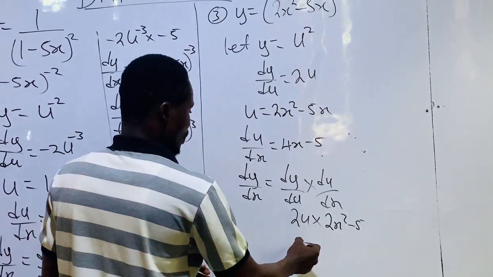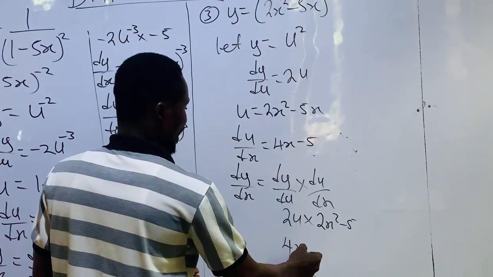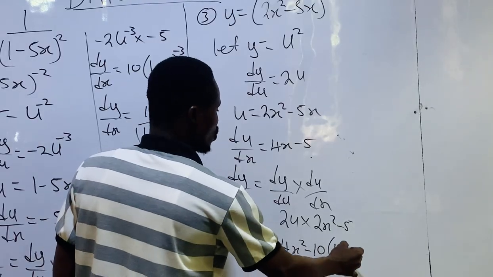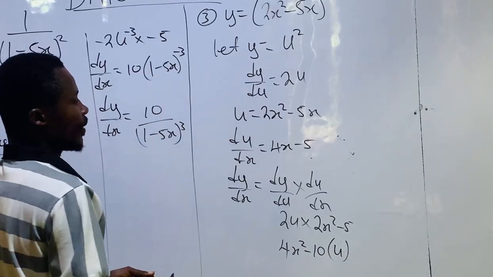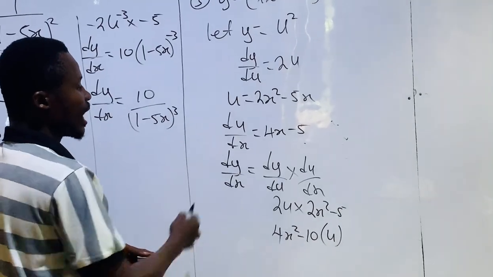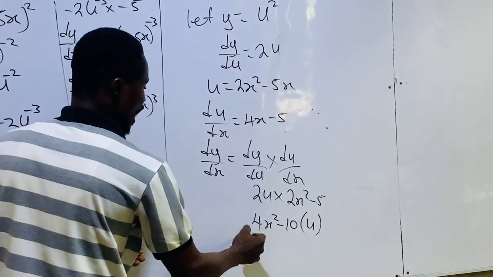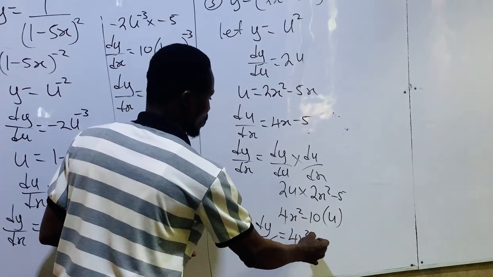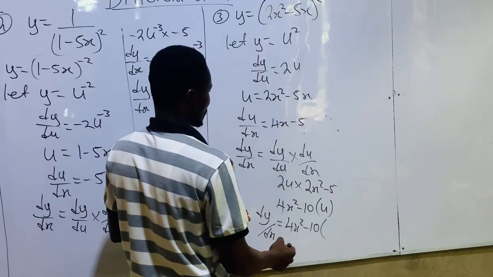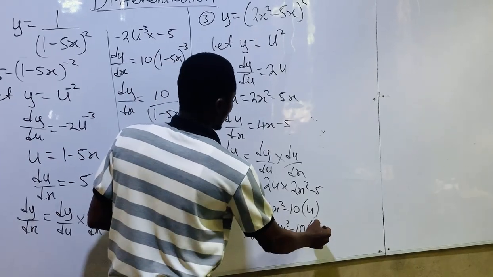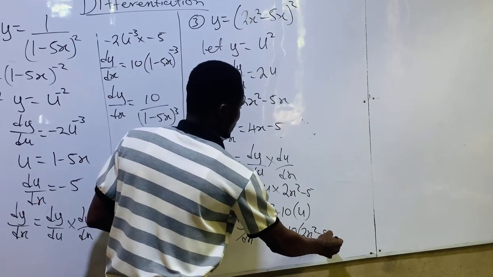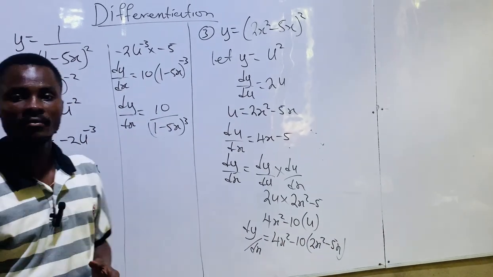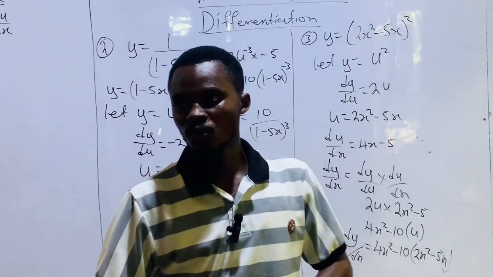So we can have (4x squared minus 10)u. So we know our u. So we only substitute our u back. So we have dy over dx equal to (4x squared minus 10) times (2x squared minus 5x). This is differentiation with respect to the chain rule.